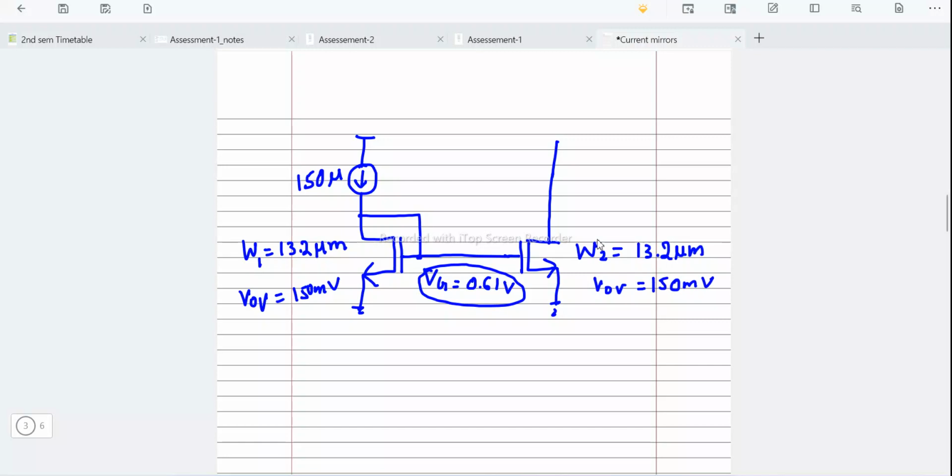The operation region of this NMOS should be region 2, that is nothing but saturation. The same is applicable for this NMOS also. In order for this MOSFET to be in saturation, we have to give a DC voltage greater than at least the overdrive voltage. So we shall give this voltage as 0.9 volts. Now we shall implement the same in the Cadence tool.